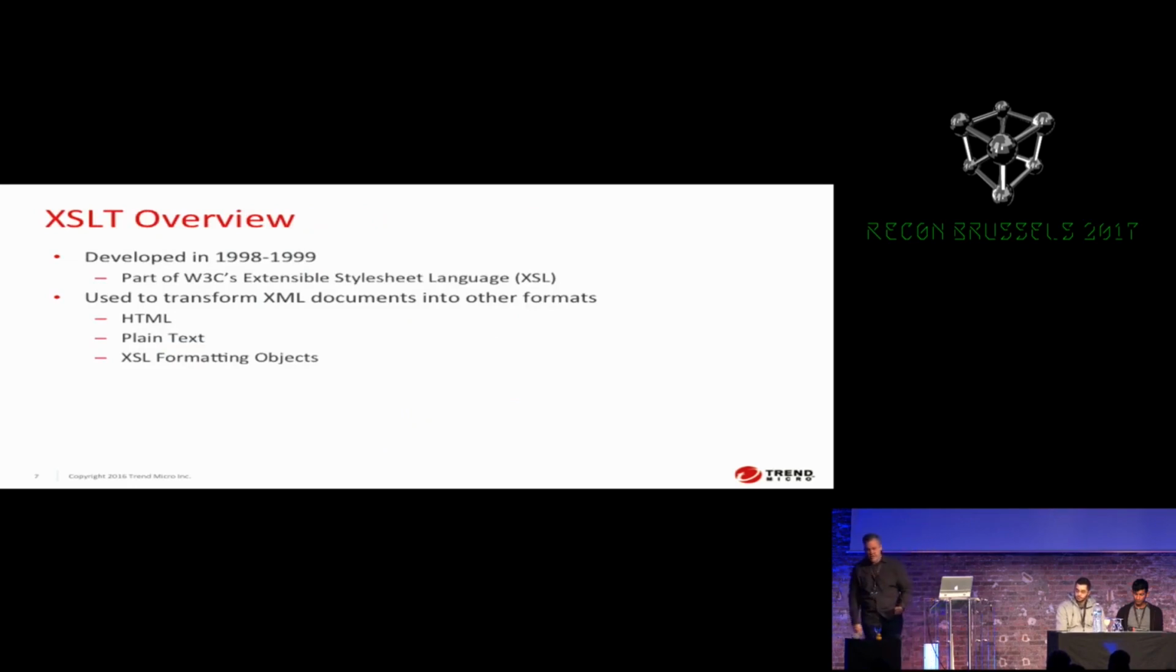Now, XSLT has been around since the late 90s and was part of the W3C's Extensible Stylesheet Language specifications. It's used a lot by application developers to transform XML data into other formats. Back when I was developing code in my everyday life, I used XSLT and XML a lot to define data, bring it into a system, and transform it into different formats like HTML, plain text, or XSL formatting objects for later use.